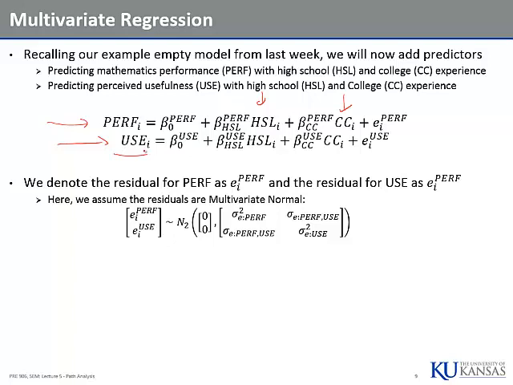But what we're trying to do is say that a person's perceived usefulness is dependent on how many courses they've taken, both in high school and college. Now, there's nothing wrong with doing this as analysis one and this as analysis two, but putting this in this broader framework, we're going to do these analyses simultaneously.